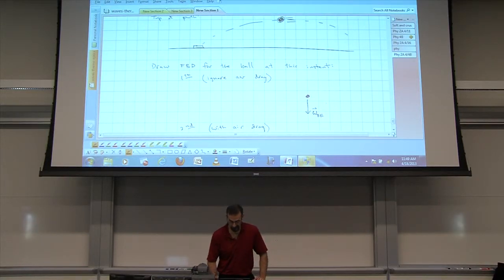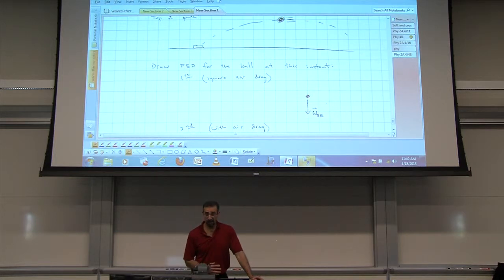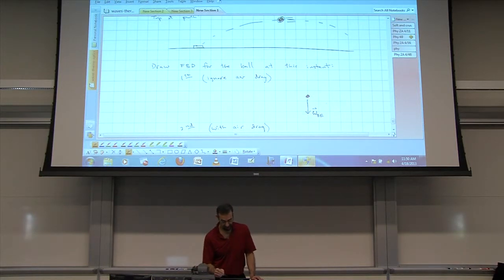What's my rule of thumb for drawing these free body diagrams? What's touching the object? Air, but we're ignoring the effect of air, right? For this first part. So nothing is touching it. And what can reach in from a distance? Gravity. So that's it. Okay? That's it. What else is exerting a force on it?